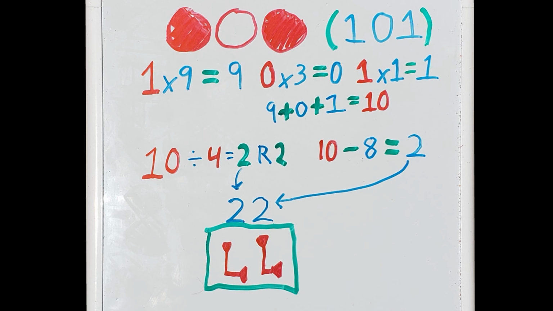Now for some examples. Let's start with filled-in circle, non-filled-in circle, filled-in circle. We know the multipliers for base 3 are 1, 3, and 9. 9 times 1 is 9, 3 times 0 is 0, 1 times 1 is 1. Adding them up, it becomes 10.